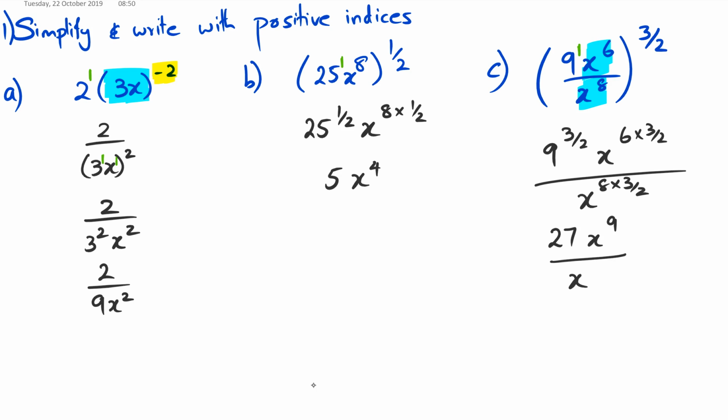Divided by x to the power of 8 times 3 over 2. 8 times 3 is 24. 24 over 2 is 12. Now, if you do up to here, that's not fully simplified, because we want to get rid of that x. All right, and remember, we've got 9 x's in the numerator, 12 x's in the denominator, so we can rewrite this as 27 over x to the power of 3.